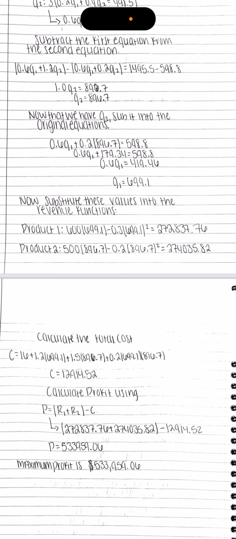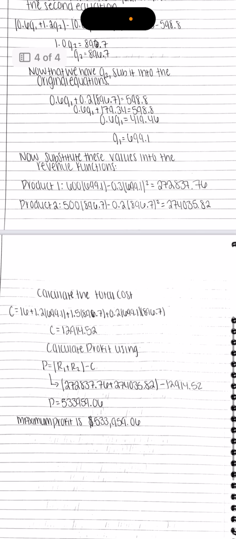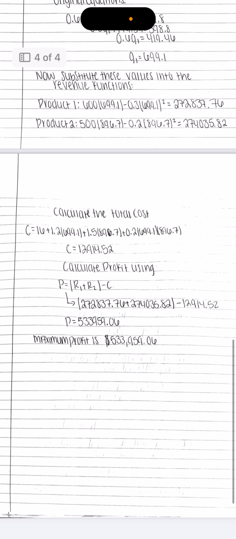Using these 2 revenue numbers, we also have to calculate the total cost before we can calculate the profit. Cost, you insert the Q1 and Q2 that is solved for above into the cost function given in the problem. You can see the work done below. Total cost is equivalent to $12,914.52.